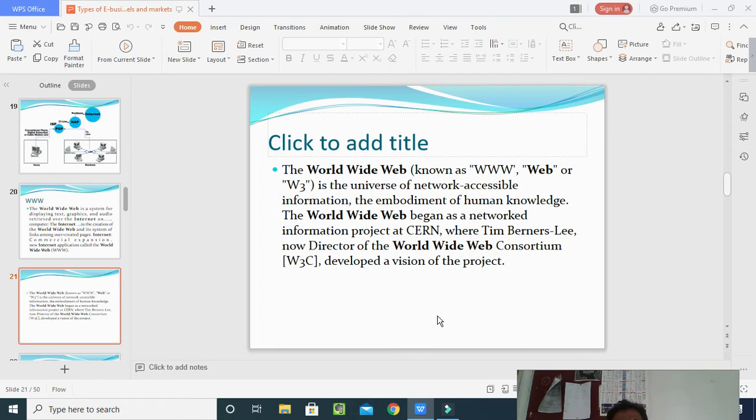knowledge. The World Wide Web began as a network information project at CERN, where Tim Berners-Lee, who is now the founder of the World Wide Web and the director of the World Wide Web Consortium, also known as W3C, developed a vision for the project. The main vision of this project is to connect the world. A person who is sitting in India can directly connect to a person who is sitting in the USA. Business strategies, promotion, products, buying and selling, or purchasing activities can take place.